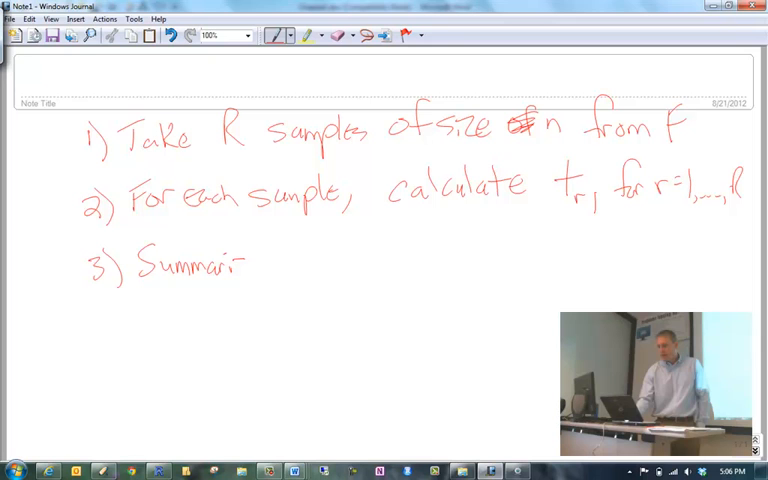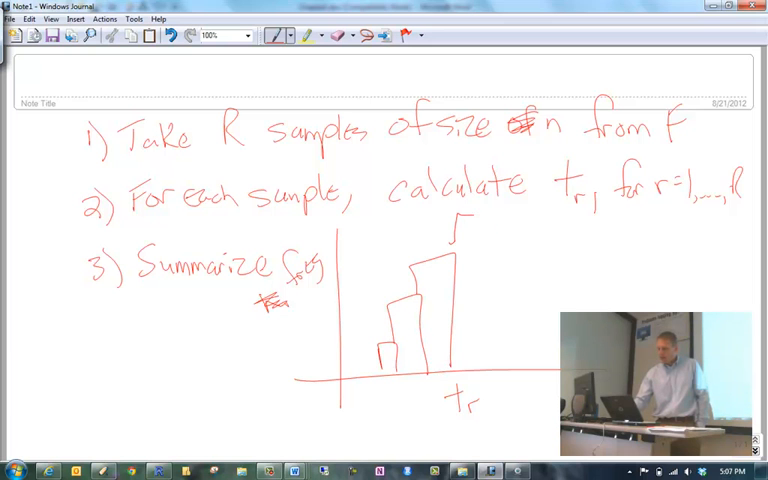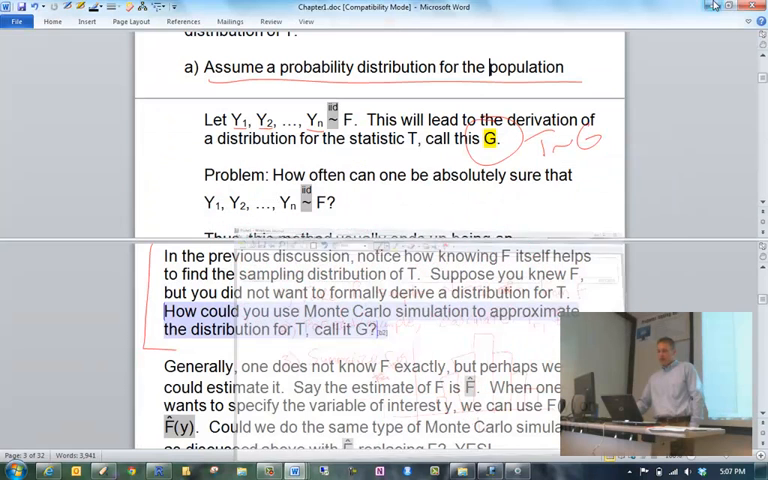So one way to visually see the distribution would be to do a histogram. So we have, let's say, t sub r here. You have, say, frequency here. And perhaps, since we like to draw histograms often like this, you get this nice little symmetric histogram. And that gives you a visualization then of the distribution of t. Okay? So that's how you could use Monte Carlo simulation.